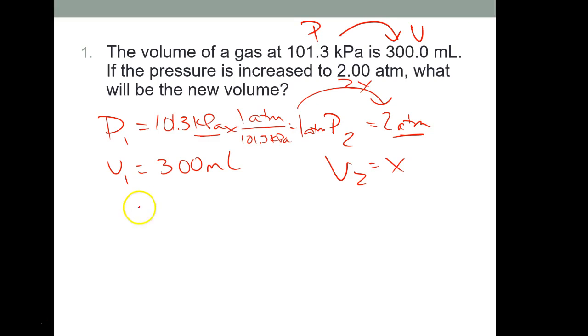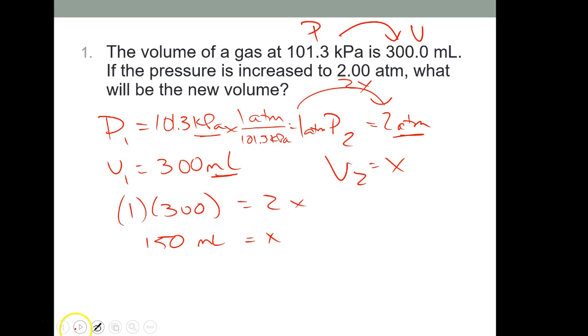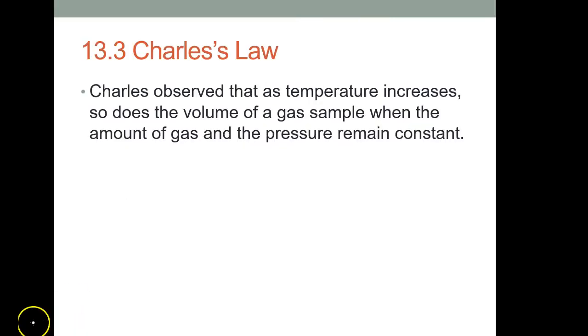Well, if we plug it in, we have 1 times 300 equals 2x. X equals 150, and the units would be milliliters because the units are milliliters. And does that make sense? Well, yeah. If you're squishing a gas twice as much as you used to, the volume would be half what you expect it to be. Inversely proportional. Okay, Charles's law we're going to save for the next movie.